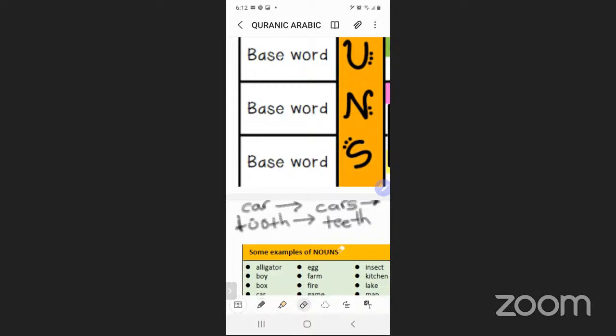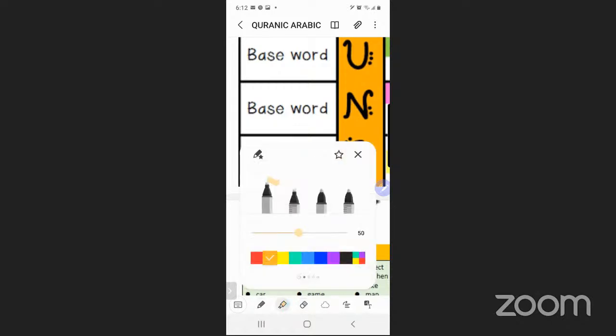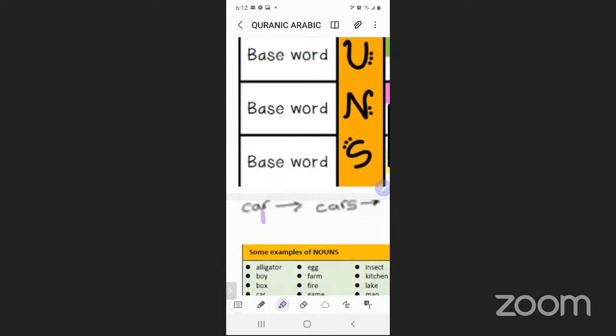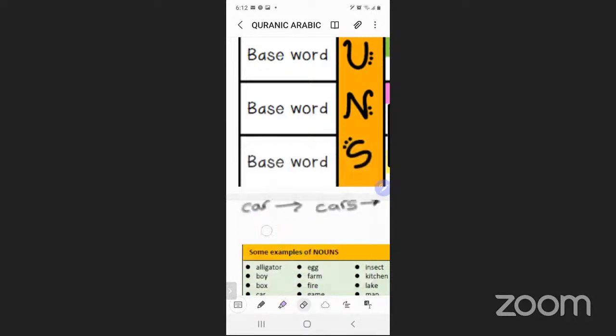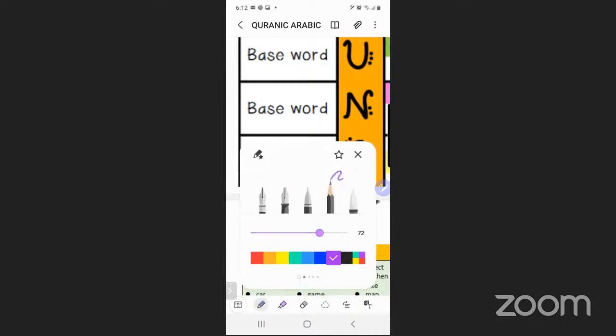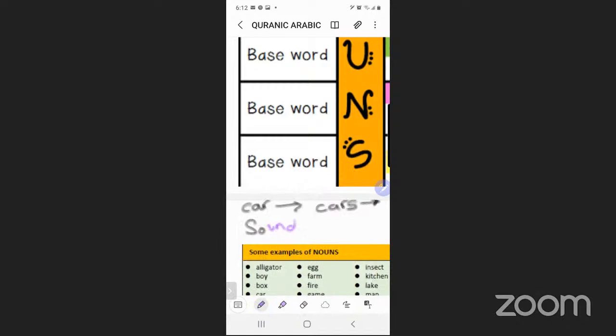Okay, so I'm going to erase this and write over here the first example. This is sound. Pen is this one, all these are okay. This is better now. I'm going to erase it. So these are sound plurals.